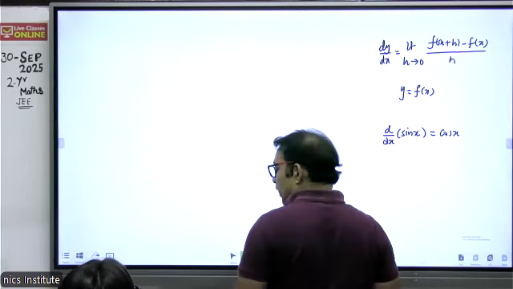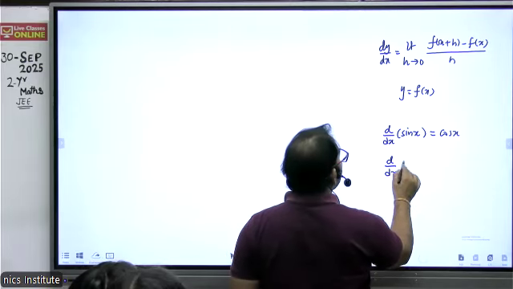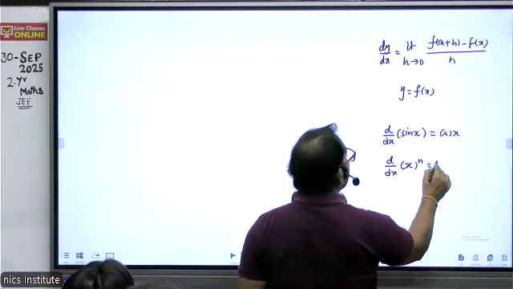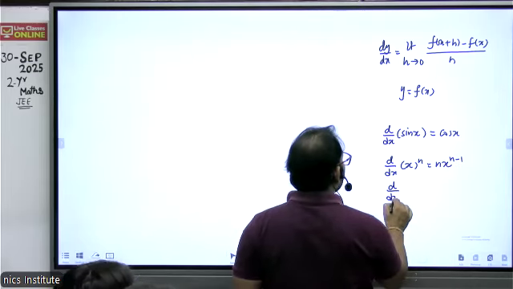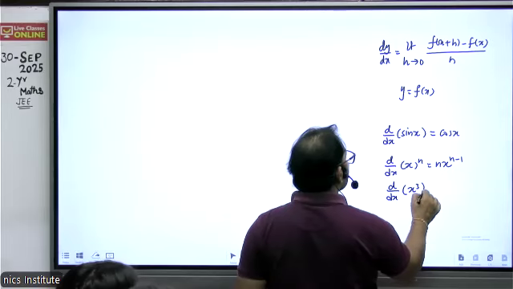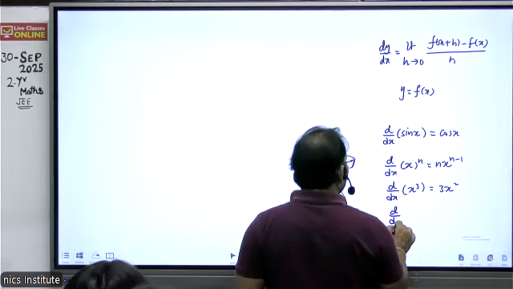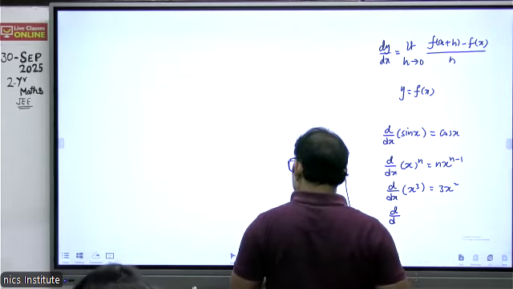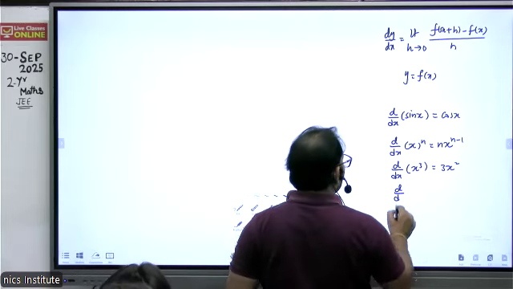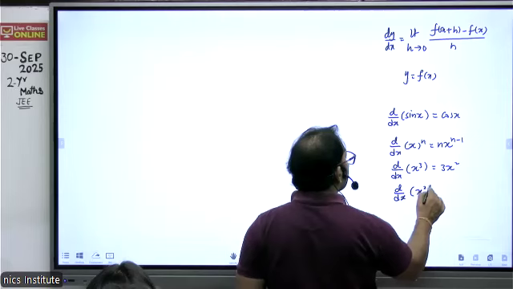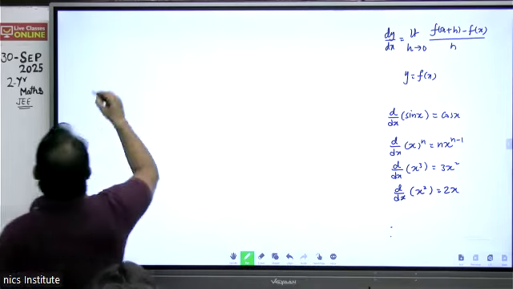Have we done x square and x cubed? We have done. We know that derivative of x to the power n is n x to the power n minus 1. Using that, we found that derivative of x cube is 3x square. Derivative of x square is 2x. Now, there are a few more limits which are like this.